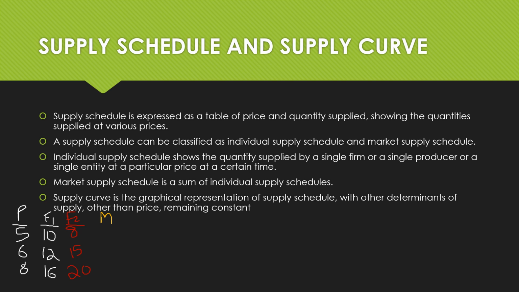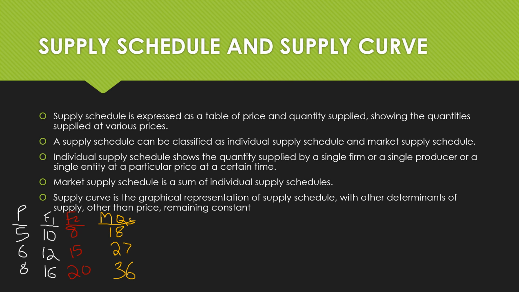So the market quantity supplied will be just a summation of these. 10 plus 8 is 18. That means at 5 rupees, the quantity supplied in the market is 18 chocolates. At 6 rupees, the quantity supplied in the market is 12 plus 15, that is 27 chocolates. At 8 rupees, 16 plus 20, that is 36 chocolates are supplied. This is called a market supply schedule, which is just a summation of the individual supply schedules.